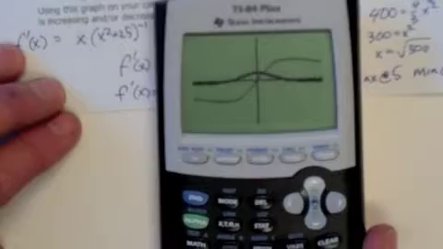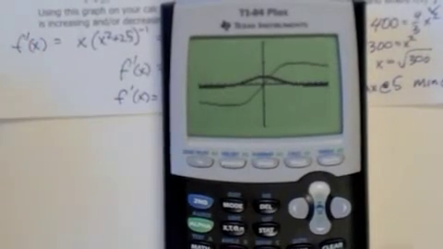Okay? And there's the graph. So, hope that helps.